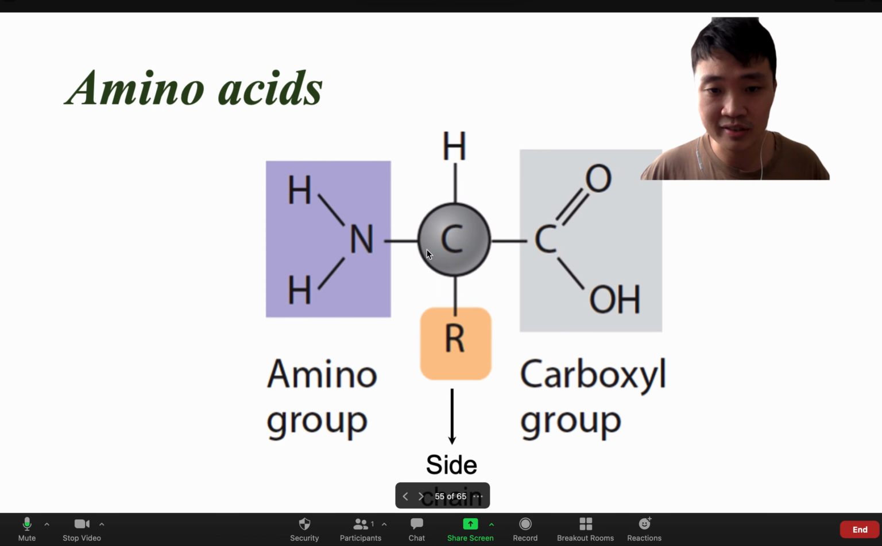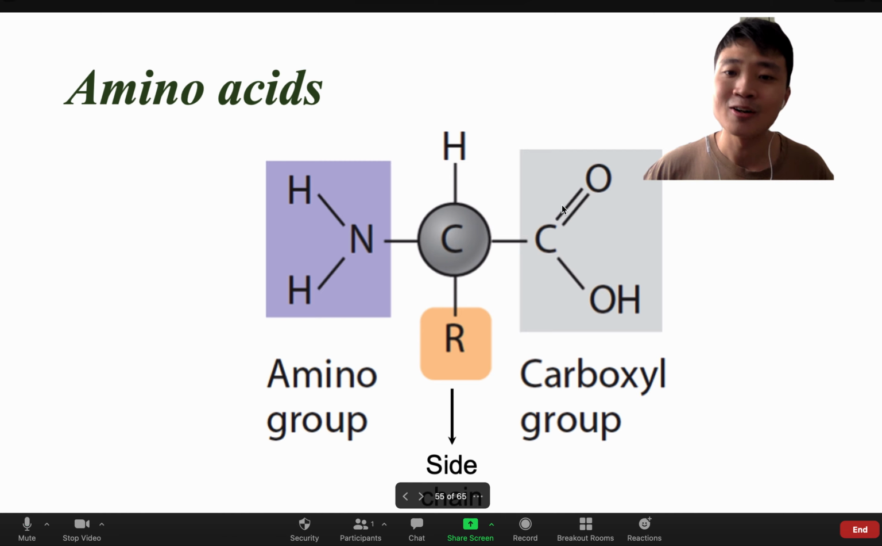We start off with a central carbon first. So there's a middle C here. On top there, you're linked to a hydrogen atom. On one side of the molecule, there's an amino group. So an amino group is NH2, so nitrogen with two hydrogen atoms.